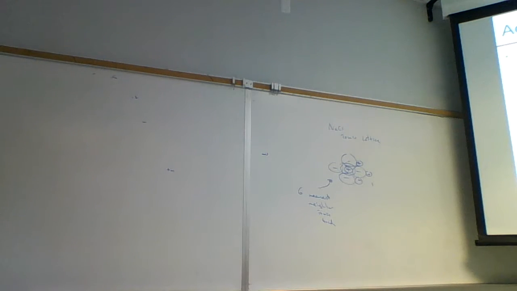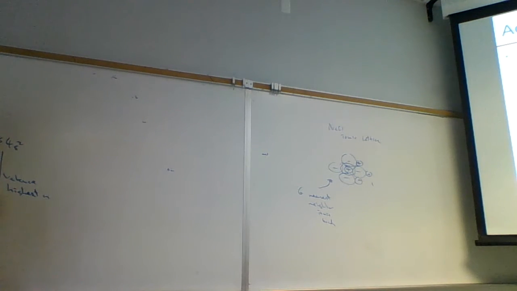2s2, 2p6, 3s2, 3p6. Well, how many does that make? We got 10, 18, 4s2. All right. What we have here is the core, and then we have the valence. The valence is going to have the highest N. And how many valence electrons?